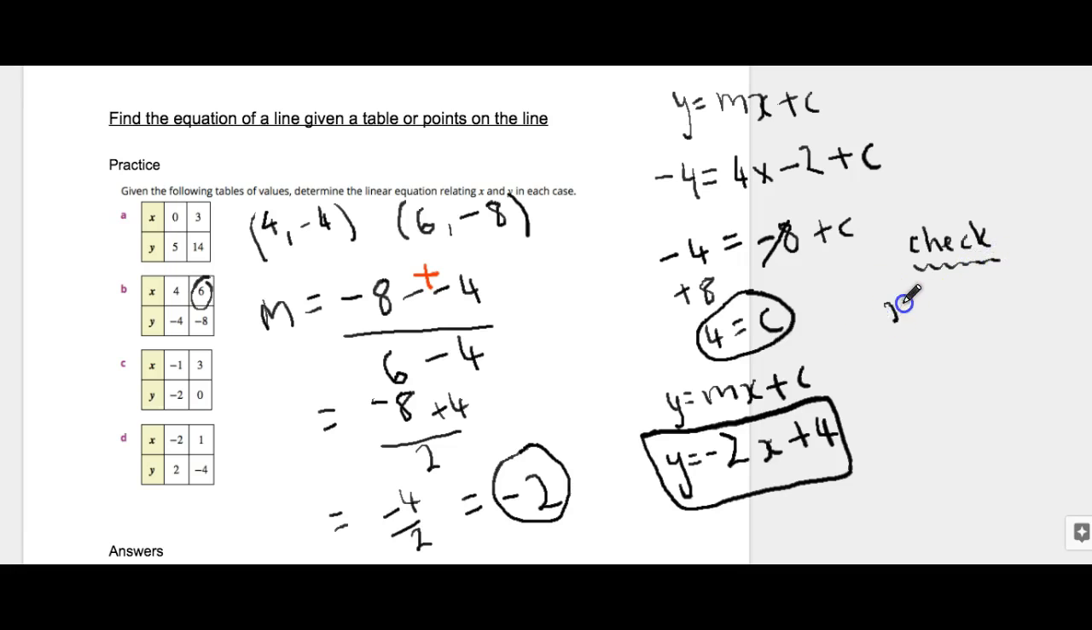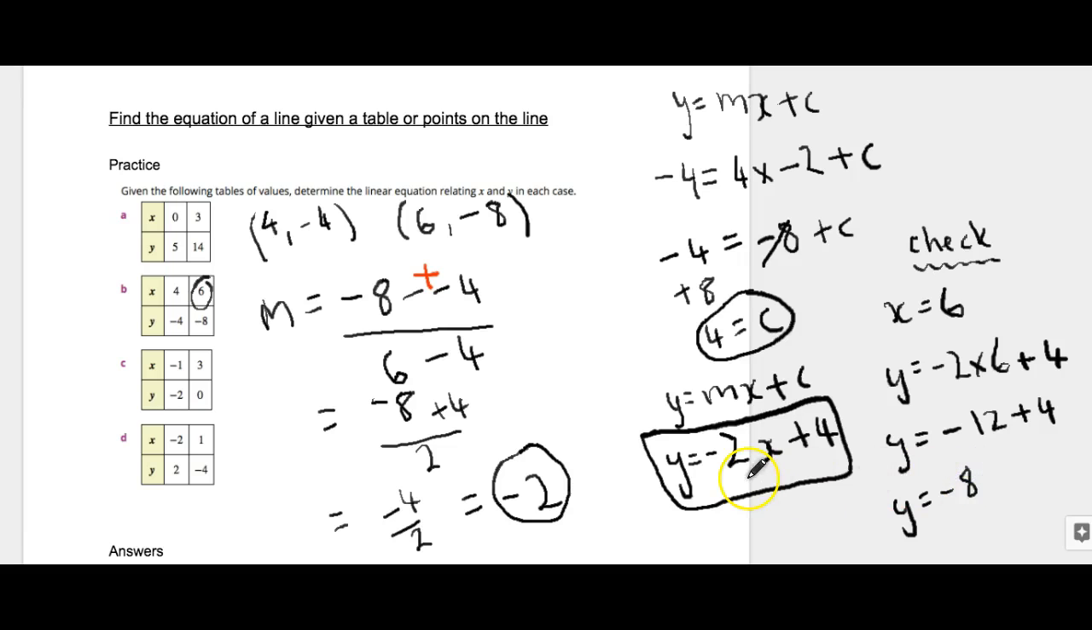All right, so let's let x equal 6. So we're substituting it into our equation, -2 times 6 plus 4. Okay, so instead of x here, I've now got 6. -2 times 6 is, sorry, -12, plus 4. And that is equal to -8. Is that correct? Let's check on our table. Yes, it is. Therefore, give ourselves a big tick.